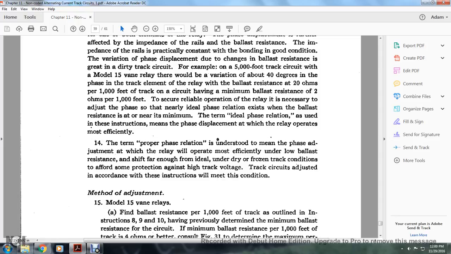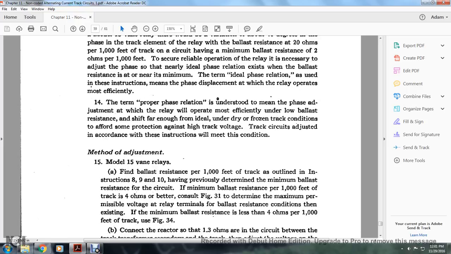14. The term proper phase relationship is understood to mean that phase adjustment with which the relay will operate most efficiently under low ballast resistance, shifting far enough from the ideal with dry or frozen track conditions to afford some protection against high track voltage. The track circuit adjustment in accordance with this instruction will meet these conditions.